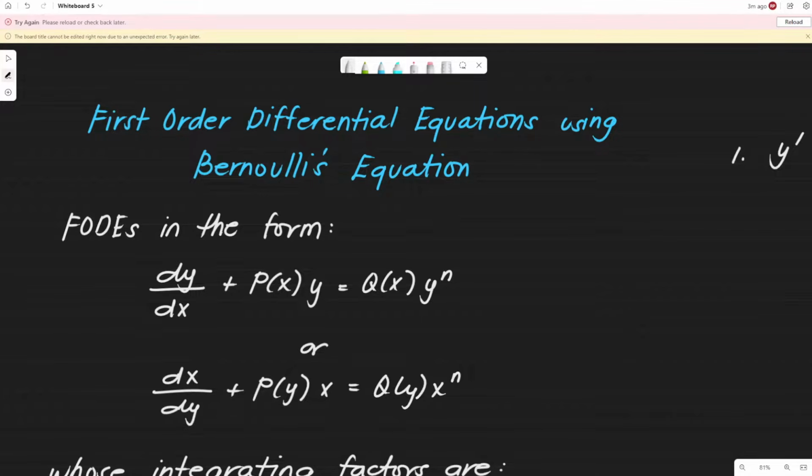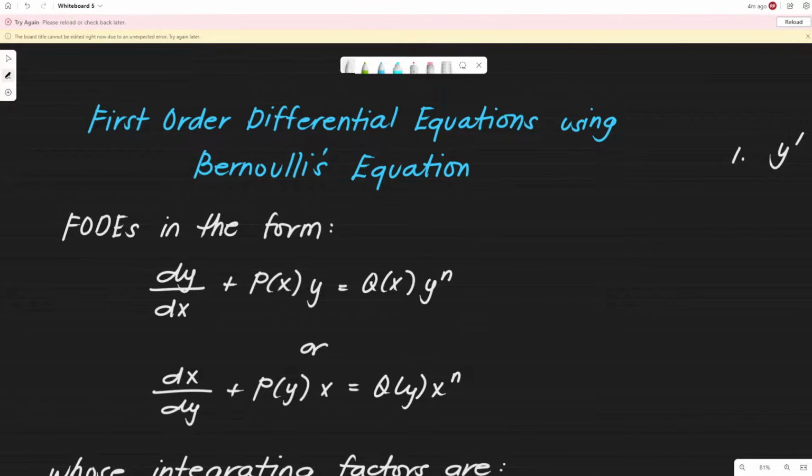So what happens when q of x has a y function attached? This is where our Bernoulli's equation comes in, because it would actually be quite tedious to solve this using integrating factors. You can solve it that way, but we all know it will take a lot of time. So we can solve it using Bernoulli's equation.